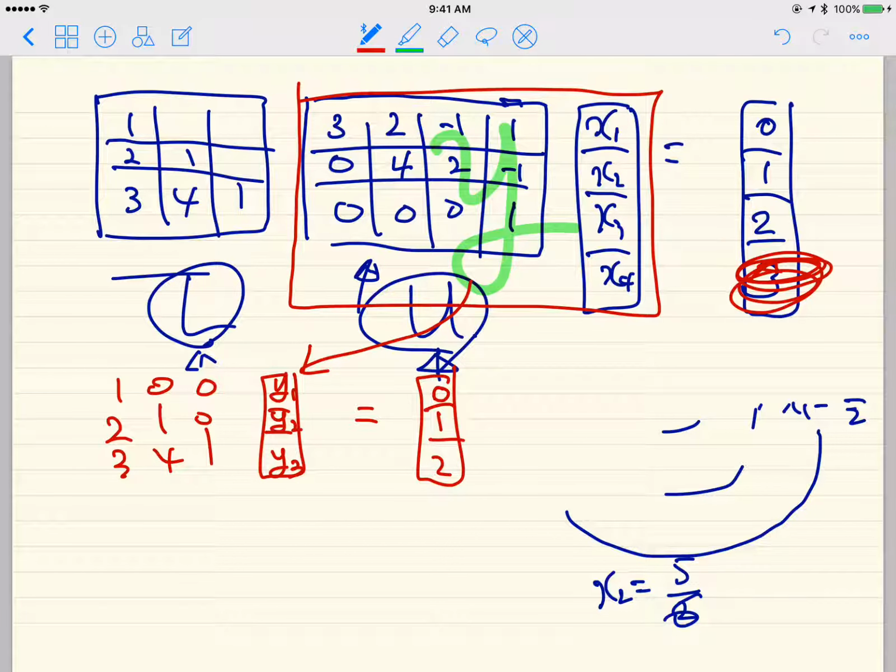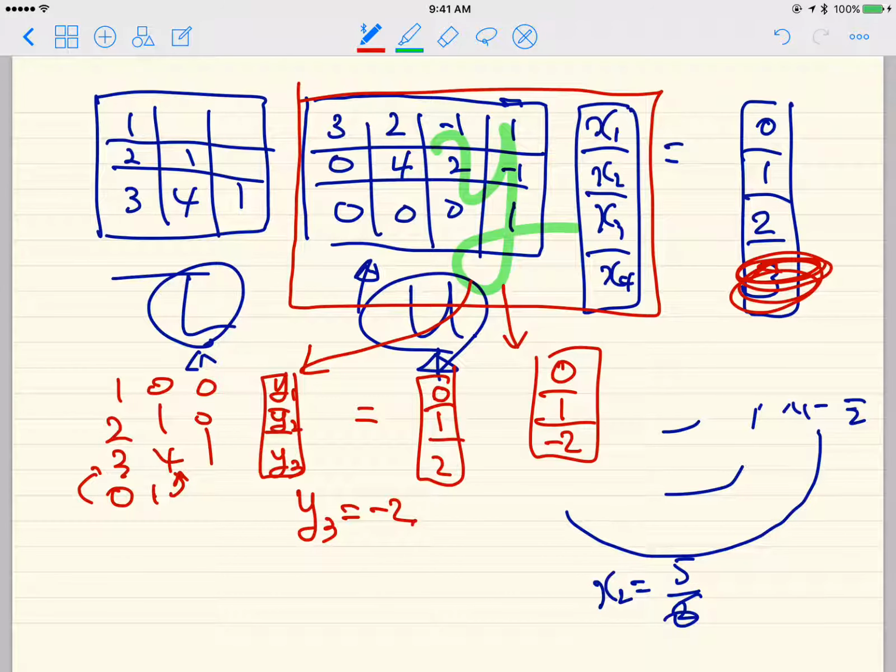1, right? And then 0 and 1, and then what about y3? y3 will become minus 2, okay? So this is called a forward substitution, okay? So our solution for y, this entire green thing, we obtained 0, and what was that? 1, minus 2, okay? So this is our y.